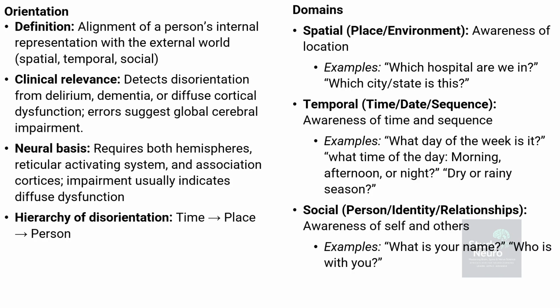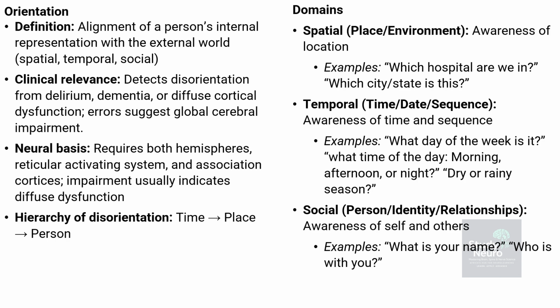Orientation reflects a person's awareness of time, place, and person, indicating how well their internal understanding aligns with the external world. It is a key marker of global cerebral function. Clinically, impaired orientation suggests diffuse brain dysfunction, commonly seen in delirium, dementia, and metabolic encephalopathy. Because orientation relies on both hemispheres, the reticular activating system and association cortices, focal lesions rarely cause isolated disorientation. Disorientation typically follows a hierarchy, with time affected first, then place, and person last.